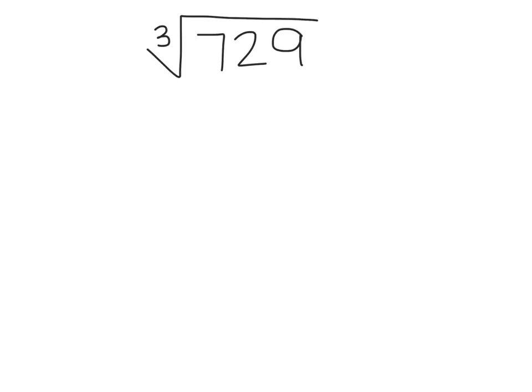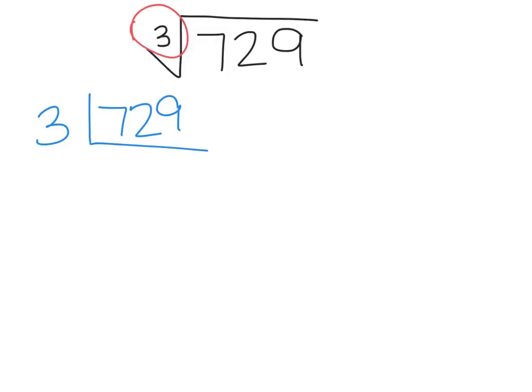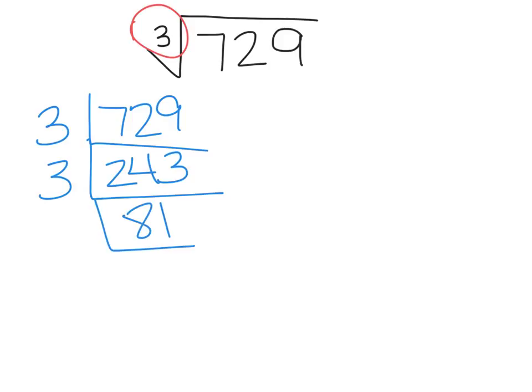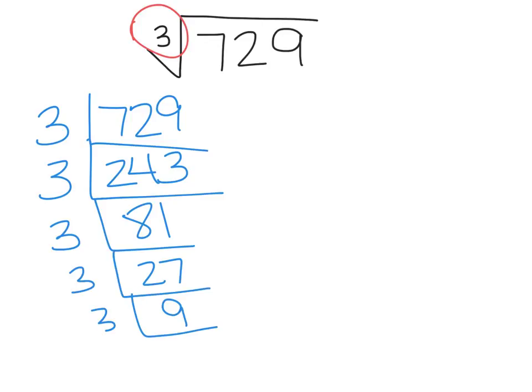Okay, for the last problem, we had the cube root of 729. So start your cake. We can divide 729 by 3, and you would get 243. You could divide 243 by 3 again, and you get 81. Divide 81 by 3, and you get 27. 27 by 3, and you get 9. 9 by 3, and you get 3.